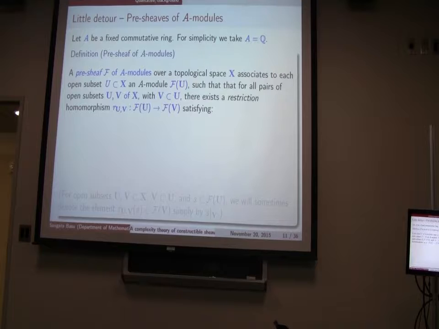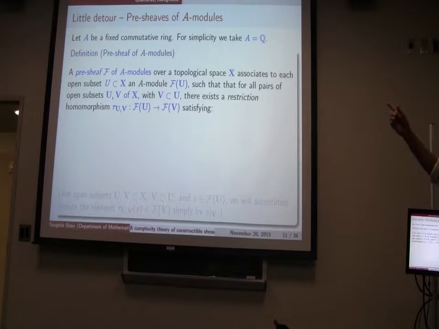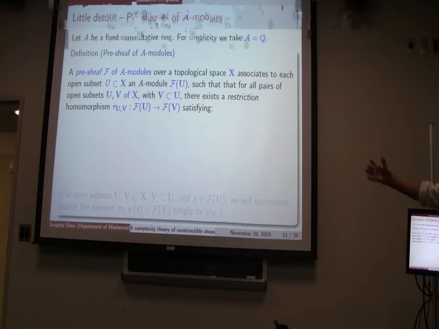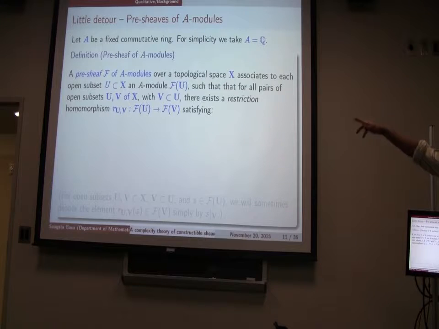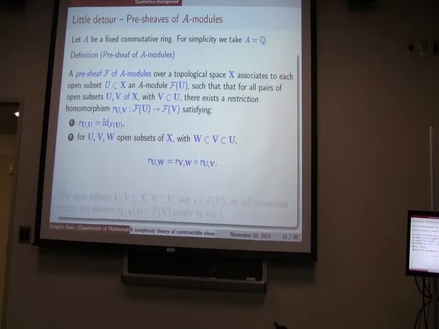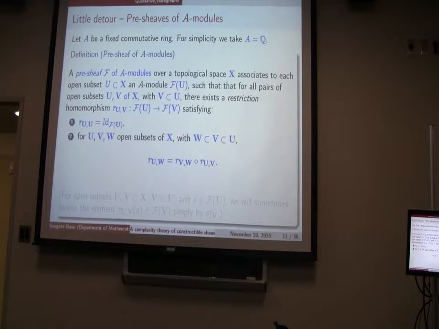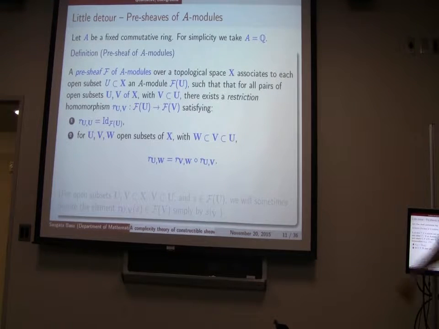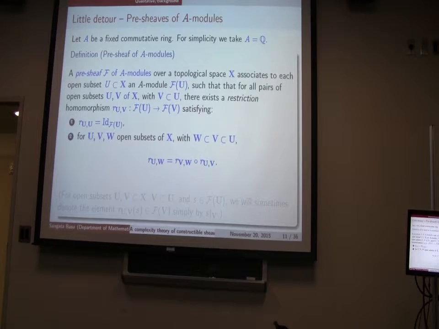So a pre-sheaf over a topological space associates to every open set U an A-module, or a vector space over Q for us now. And whenever you have an open V inside an open U, there is a restriction homomorphism that restricts from F of U to F of V. And it has to satisfy the axioms that you expect it to satisfy. So the restriction from U to U should be the identity, and it should have the obvious transitivity of restriction.